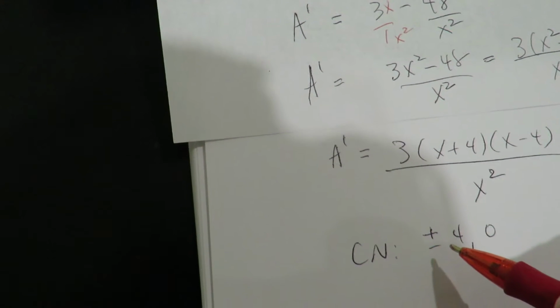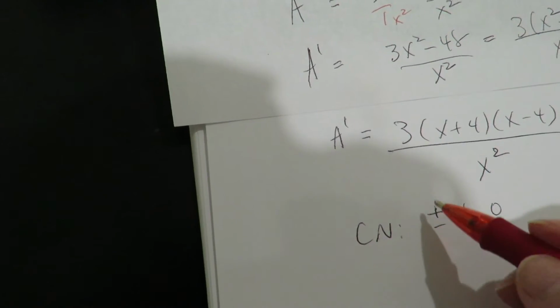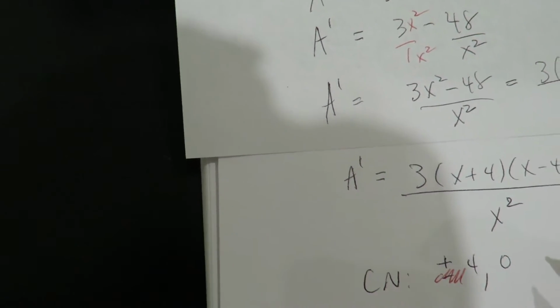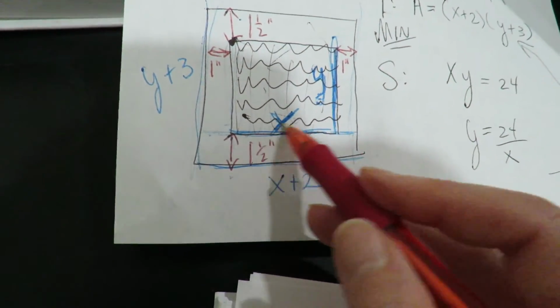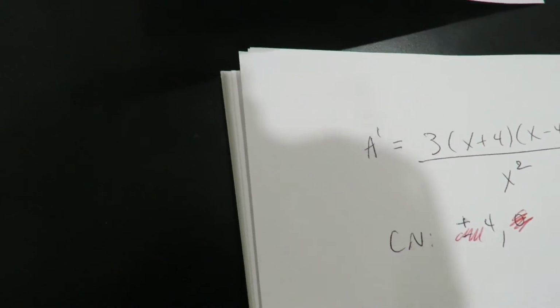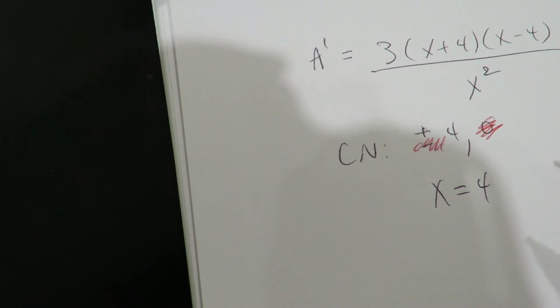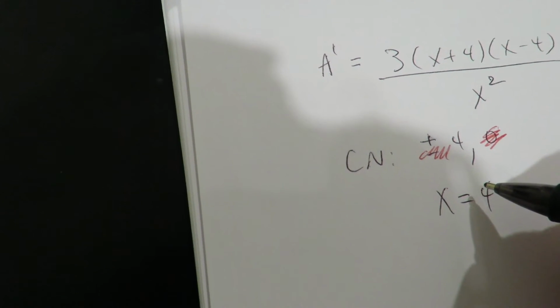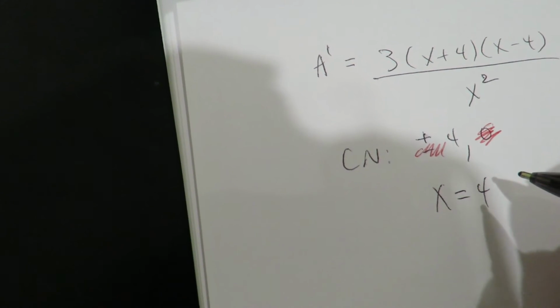Does -4 make any sense for the magnitude of a side of a piece of paper? No, right? It doesn't. Does it make any sense that x would be 0? Does it make any sense for your picture that x would be 0? No, because then you'd have no side here. It doesn't make any sense. So really the only applicable critical number here, the only one that works, is 4. So you're going to have a minimum at 4. That will be the smallest size poster board that you can get the job done with.